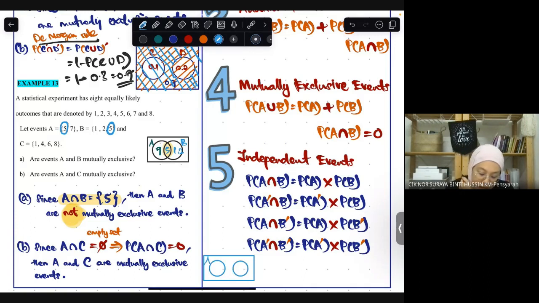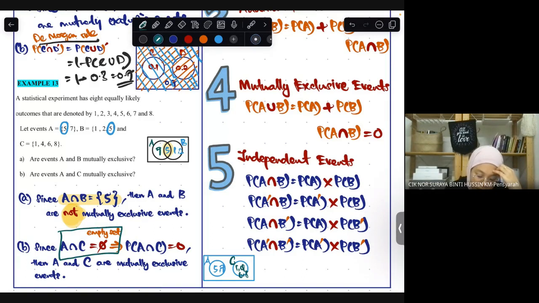So this A is what? 5, 7. Well, this C is, hang on, A is 5 and 7. C is 1, 4, 6, 8, isn't it? So they are not the same. It means that there is nothing at all in the intersection between the two events. Therefore, you write it like this: the intersection is the empty set.